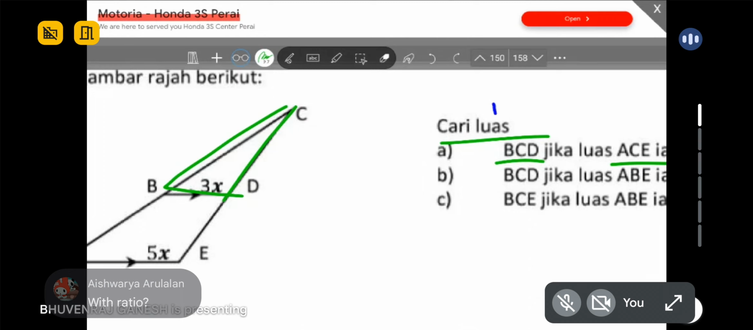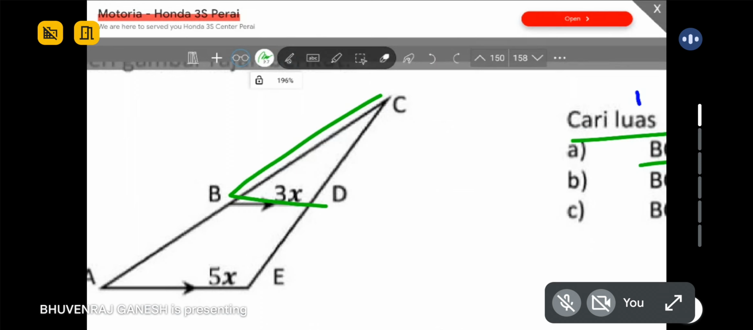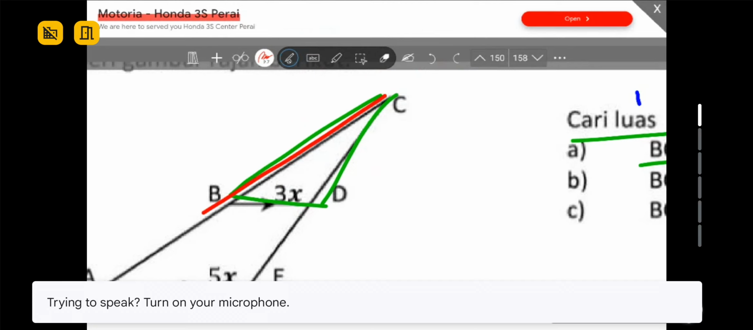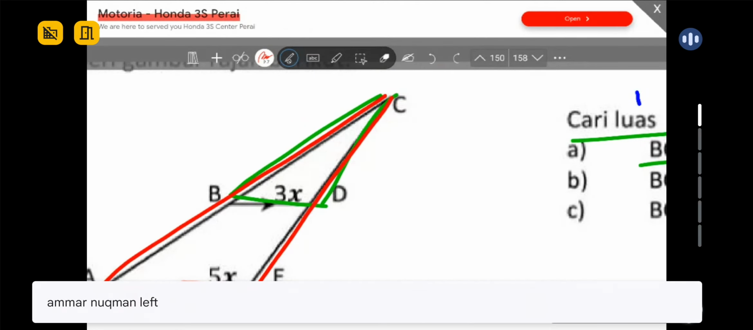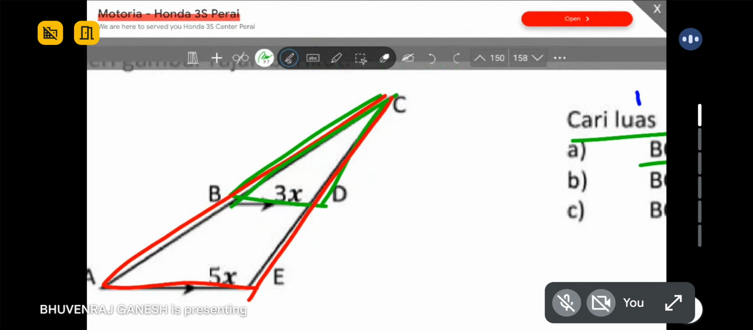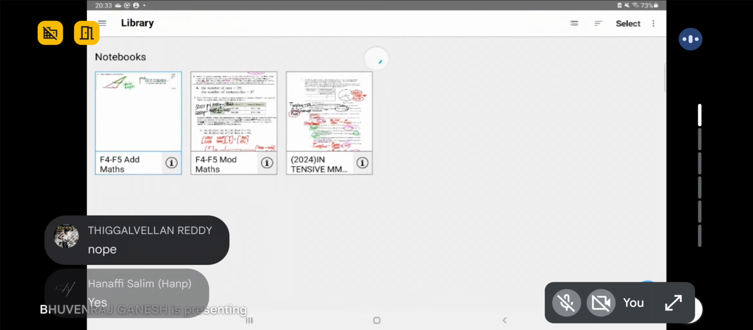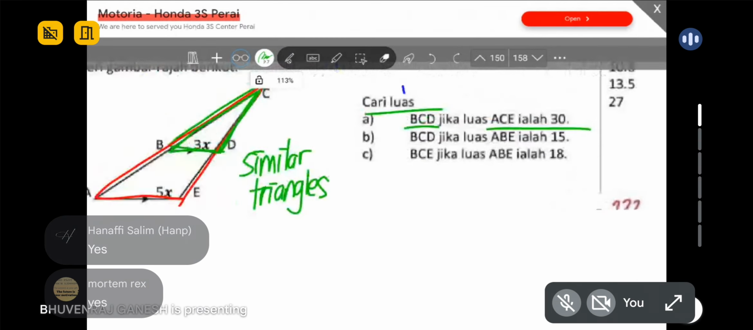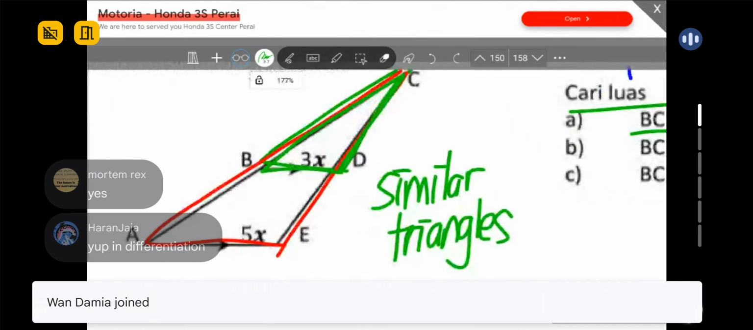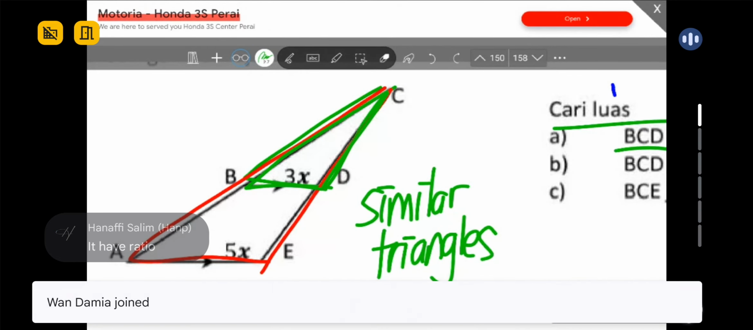With ratio. Yes, correct. You guys can actually use ratio over here. Remember, guys, whenever you see two triangles, dua segitiga, you see a larger triangle like this, which is red, and you see a smaller triangle inside, which is green, so this is what we call similar triangles. Have you all heard this, guys? Dalam BM, segitiga serupa. Pernah dengar tak nama yang ni? If you never heard of it, the concept is actually the ratio will be the same.